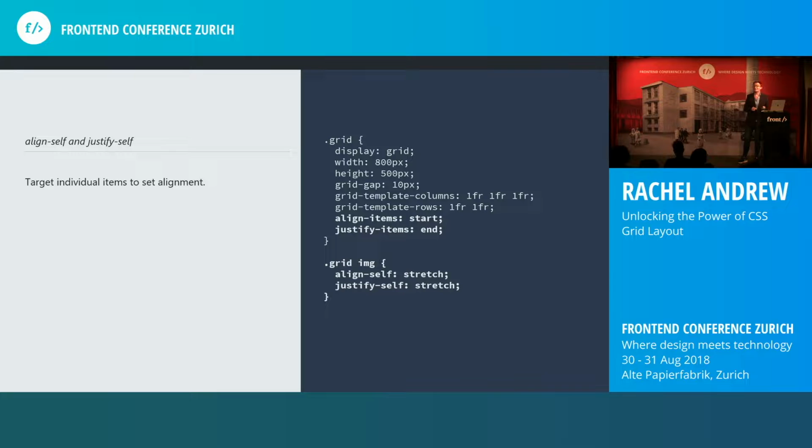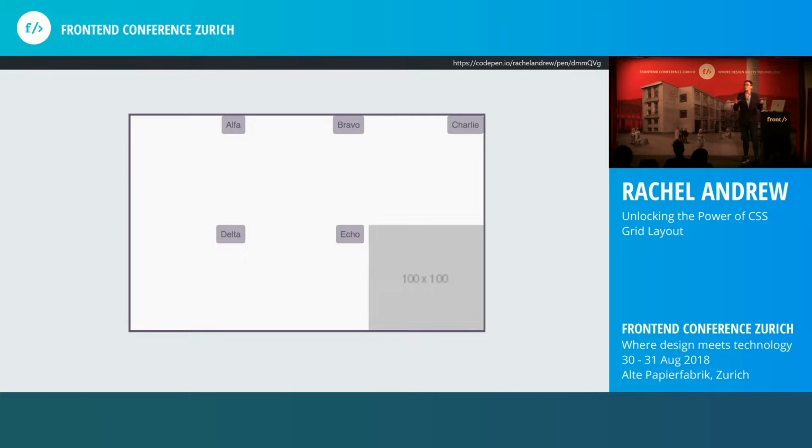So what align items and justify items is doing is setting the align and justify self properties on individual items. So for instance, perhaps we do want that image to stretch right over the area it's in. So we could do that. We could go for that image and say align self stretch, justify self stretch. And it would then stretch all over the space of that grid area. So you can play around with these things.